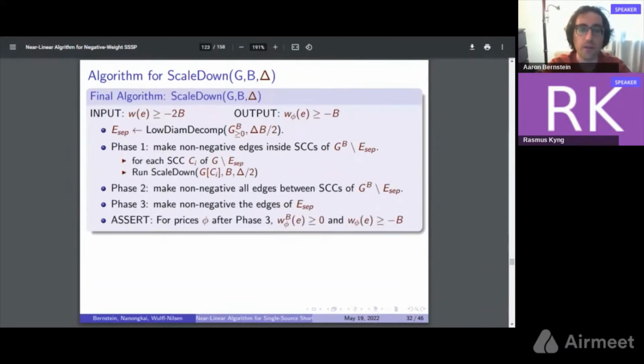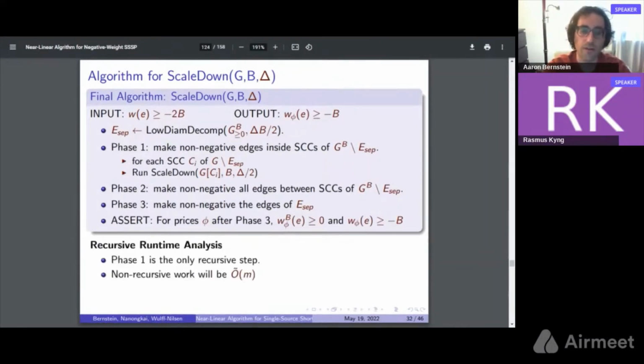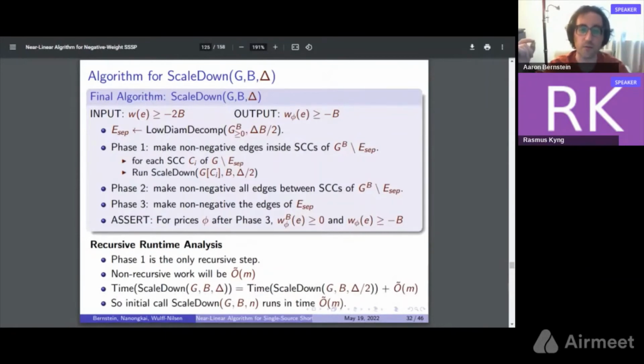So before doing that, let's talk about the recursive running time. So phase 1 is the only recursive step in the whole algorithm. And it's going to be easy to see that the non-recursive work is near linear. So essentially what's happening is that to run scale down with parameter delta, you need to do near linear non-recursive work and then call scale down with parameter delta over 2. So it's pretty easy to see that you only have log n calls. So the overall running time is still going to be near linear. Okay, so we've settled phase 1.